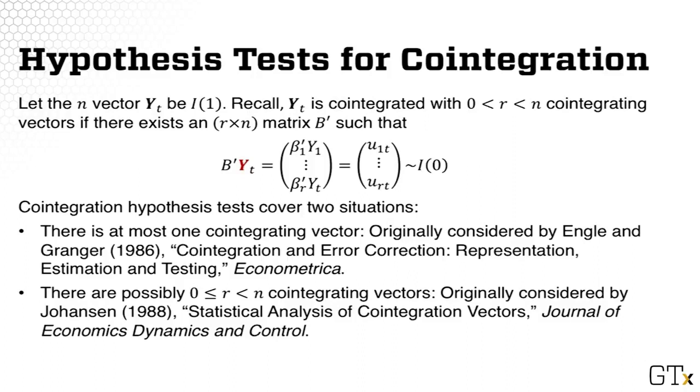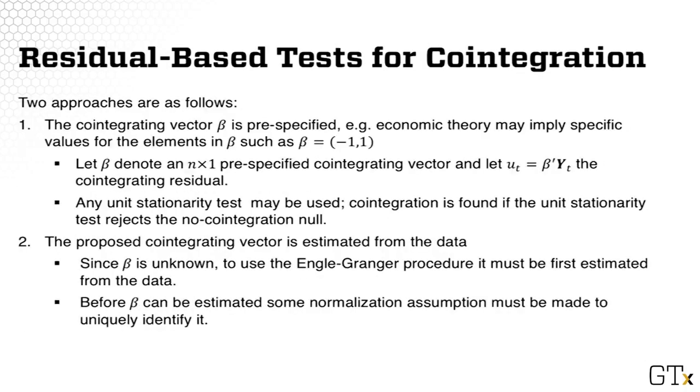Cointegration hypothesis tests cover two situations. One is that there is at most one cointegrating vector. The other is that there are multiple cointegrating relationships. These two approaches have been introduced in the references provided on the slide. Let's take a closer look at these approaches.